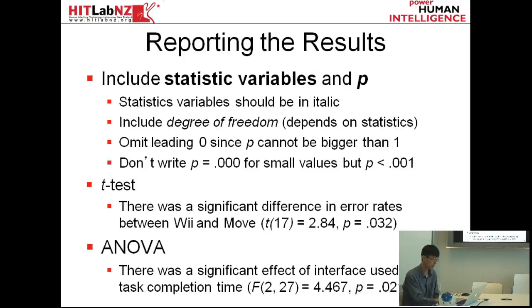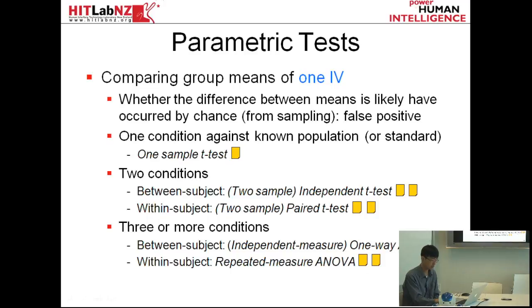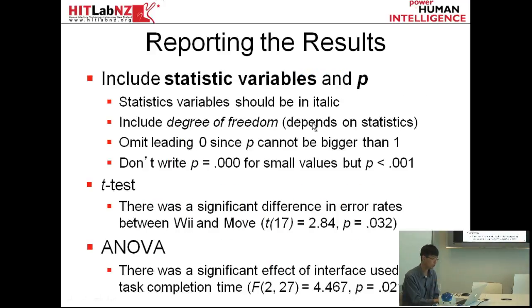So once you've run this test, it will pretty much print out a p-value. How you report it in your report is basically saying, based on the p-value that it printed out, you can say either the conditions are significantly different or not. And depending on the test you run, in addition to the p-value, it will also print out different statistic variables.